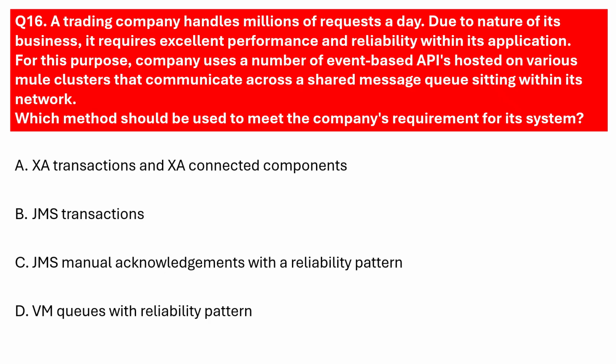A. XA transactions and XA connected components. B. JMS transactions. C. JMS manual acknowledgments with a reliability pattern. D. VM queues with reliability pattern.